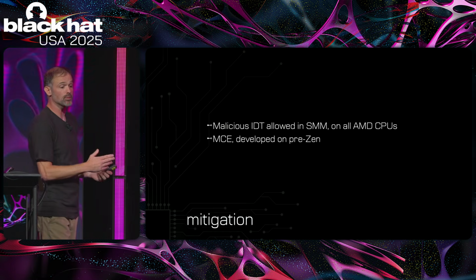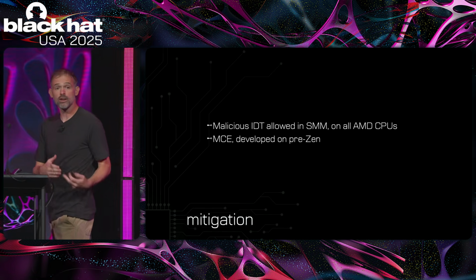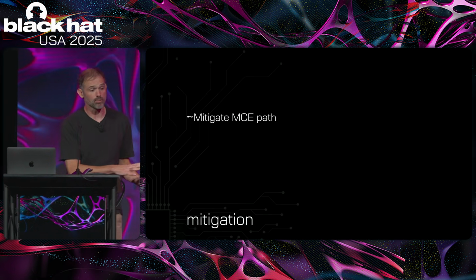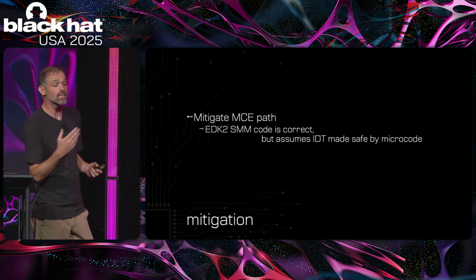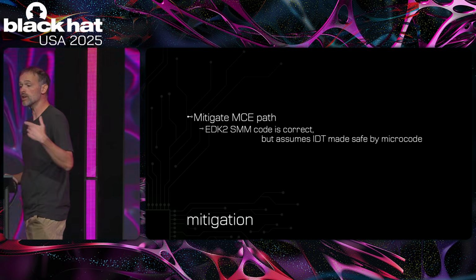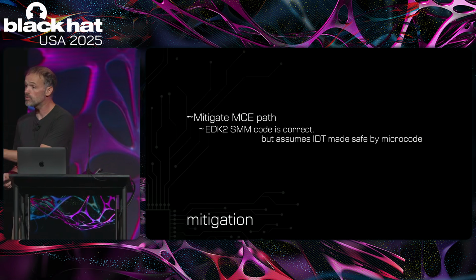For the machine check piece, I developed that code on pre-Zen CPUs only, but I only looked at one machine check out of hundreds of possible sources. But as far as the machine check path goes and how we can mitigate that, we can do that with a patch to EDK2, the open source version of UEFI firmware. So the EDK2 SMM code is correct, but it does assume that the IDT was made safe by microcode.